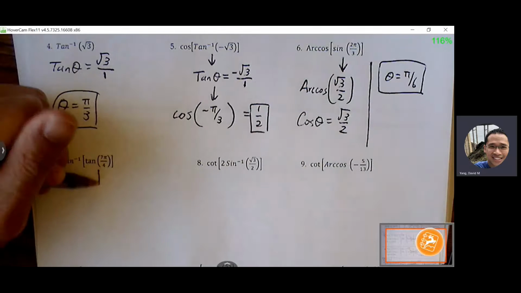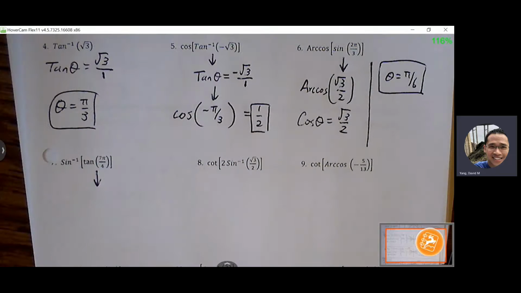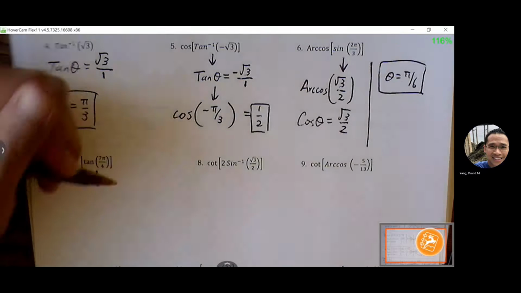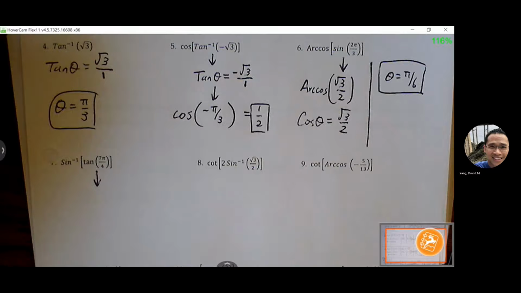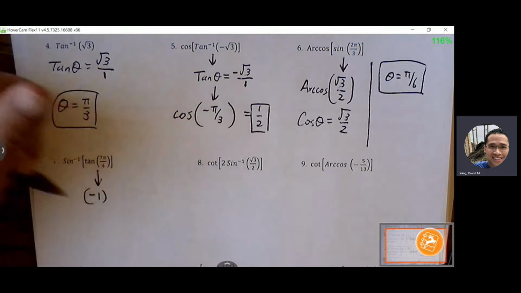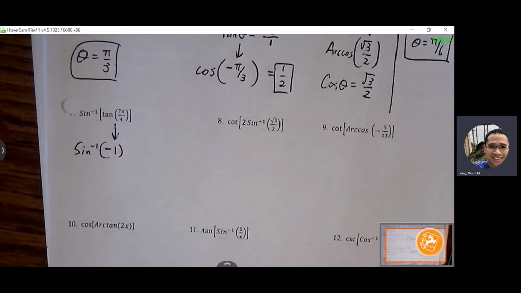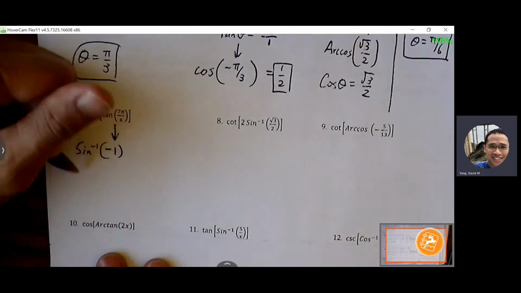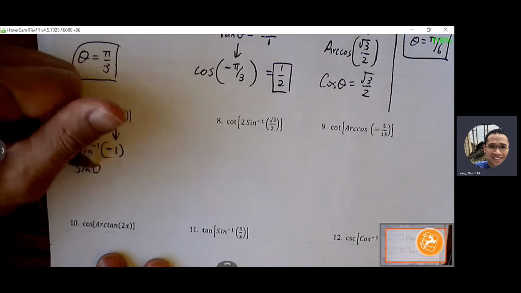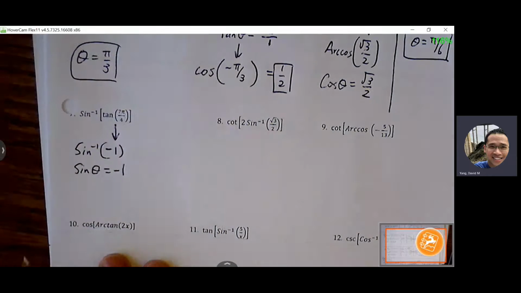Okay, let's solve the smaller problem first. Tangent of 7 pi over 4. One or negative 1? Negative 1. So now that you have that smaller problem solved, we can now figure out what is sine inverse of negative 1. In other words, where is sine of theta equal to negative 1?